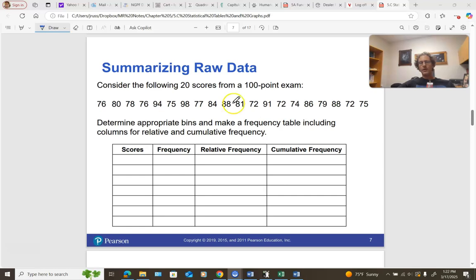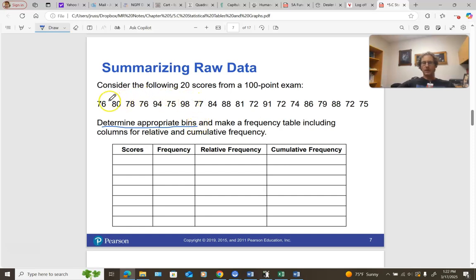However, if I can create a frequency table like we have down here, and I can look at that frequency table and say, oh, okay, well, 6 students made A's, 11 students made B's, etc. Okay, and that would give me an idea of how the grade distribution looks. All right, so what we're going to do is determine appropriate bins.